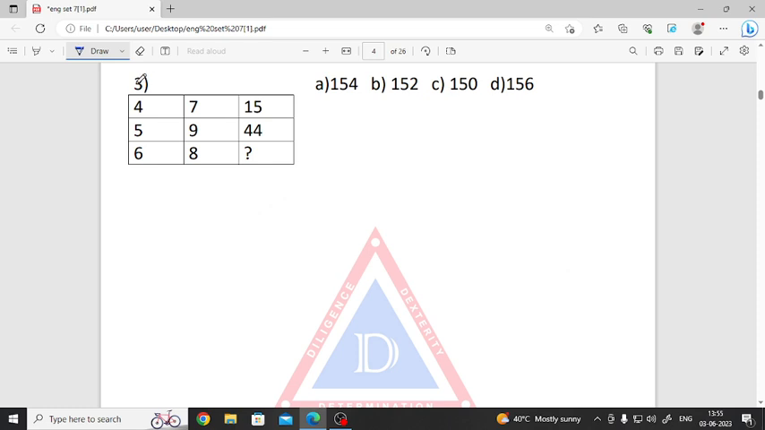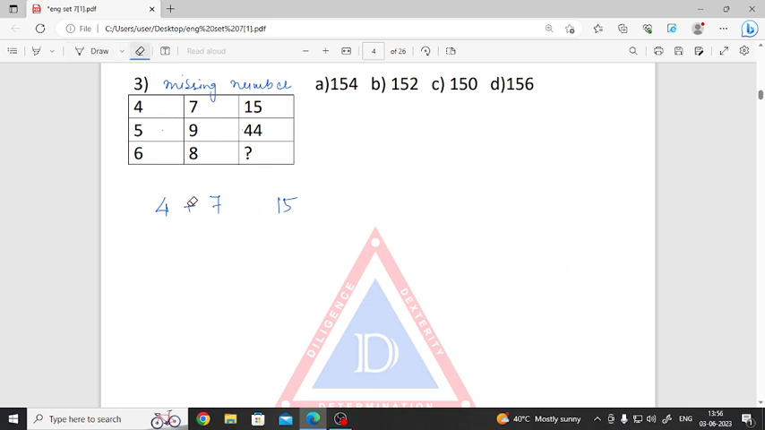Okay, what is the next question? The next question is about a missing number. What is given? 4 5 6 7 8. If we see 4 7 15, if we go add 7 plus 4 is 11, 11 plus 4 is 15, we can write that, but if we see 9 plus 5 is 14, then it is 44.